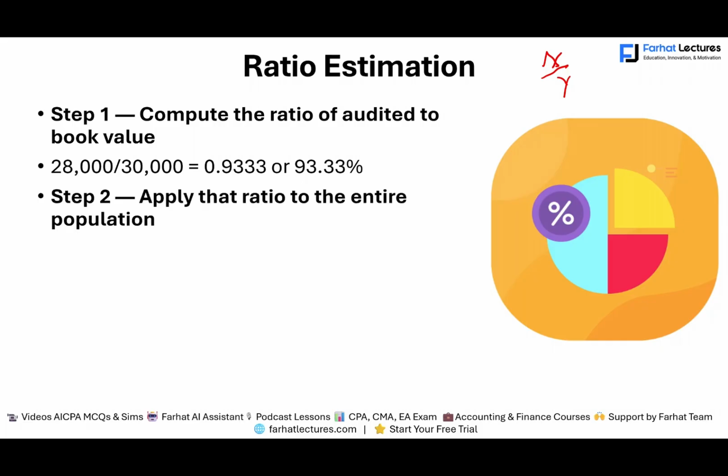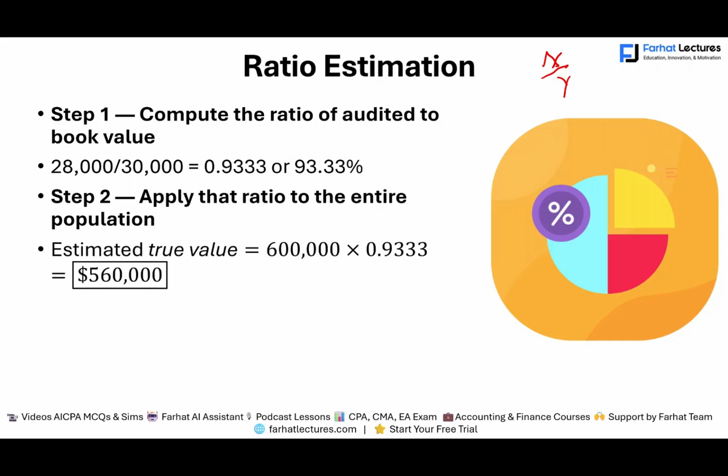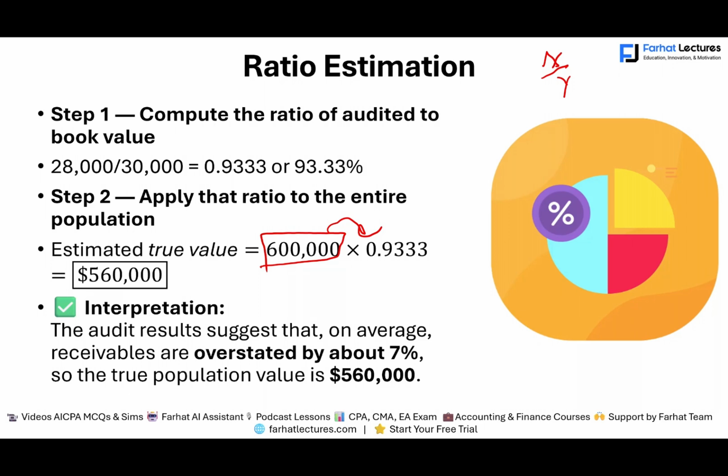We're going to go ahead and apply that ratio to the entire population. The entire book population is 600,000 multiplied by 93.33%. The estimated true value, remember, is 560. What does that mean? The audit results suggest that on average receivables are overstated by approximately 7%. So the true population value is approximately 560,000. Close to the prior method.